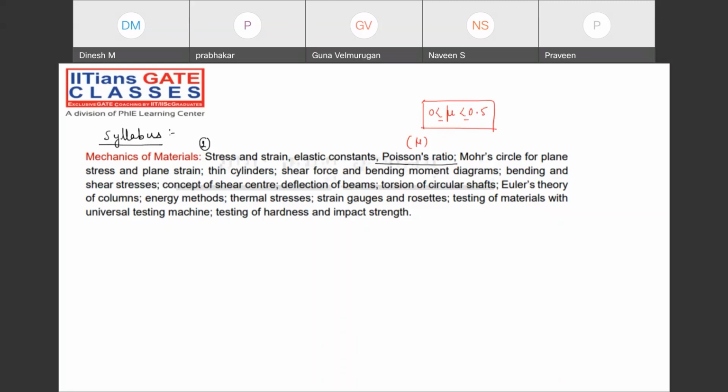So now just tell me, for which material do we have the Poisson ratio to be 0, and for which material do we have the Poisson ratio to be 0.5? Tell me guys. Yes, mu will be equal to 0.5 for what? For water.